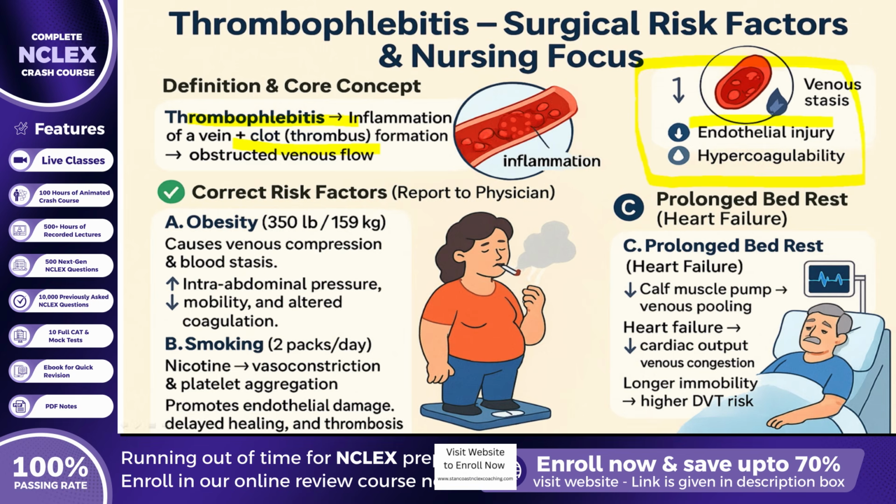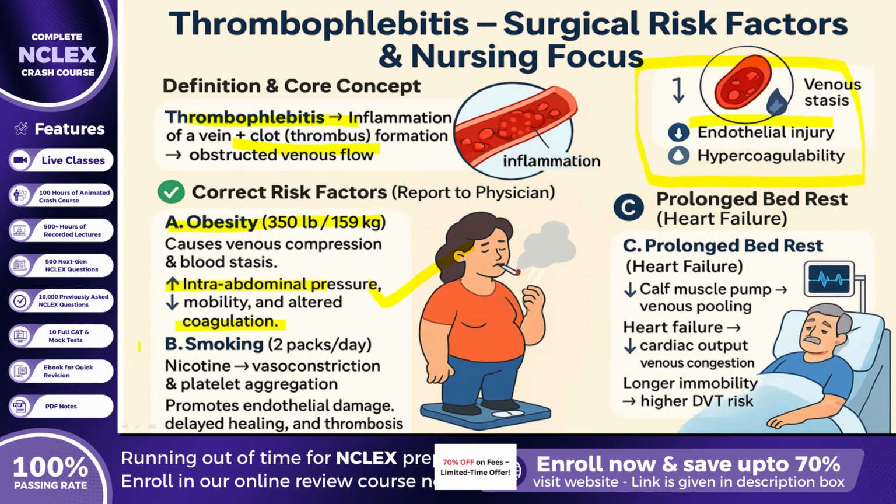Focusing first on option A, the client weighing 350 pounds or 159 kilograms, this is correct because obesity contributes heavily to venous stasis. The excess adipose tissue compresses pelvic and leg veins, restricting blood return to the heart. Obesity also causes limited mobility, elevated intra-abdominal pressure, and altered coagulation patterns, all of which promote deep vein thrombosis. Moreover, chronic inflammation and endothelial dysfunction associated with obesity further accelerate clot formation.